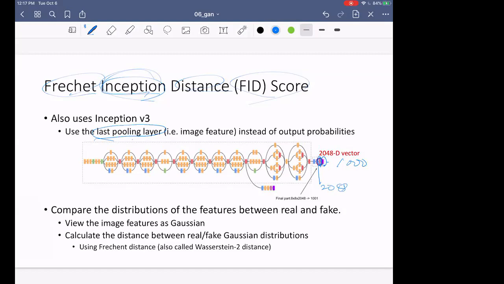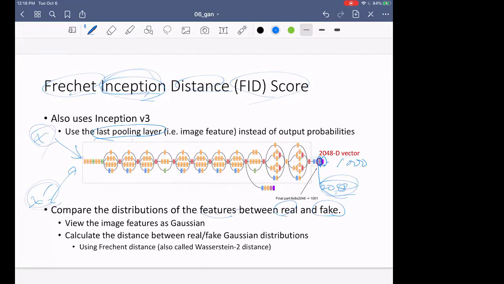The intuition or the motivation is that you want to compare the distributions of the features, the 2048 dimensional vectors, between real and fake. So you put a lot of real samples here and a lot of fake samples here, and then you derive a lot of 2048 dimensional vectors from both groups. Then you calculate some statistics, like the mean and the standard deviation, and use those to compare the distribution between this and this.